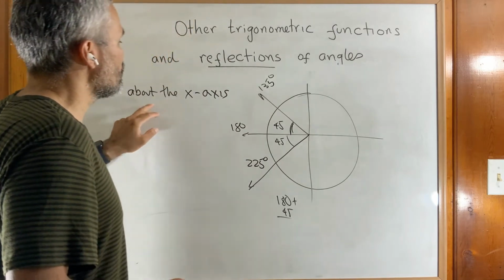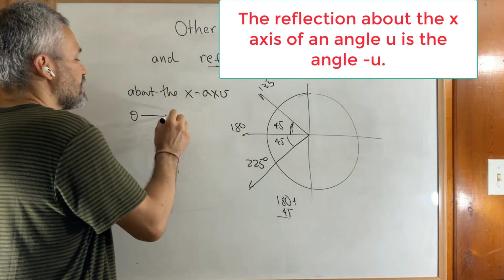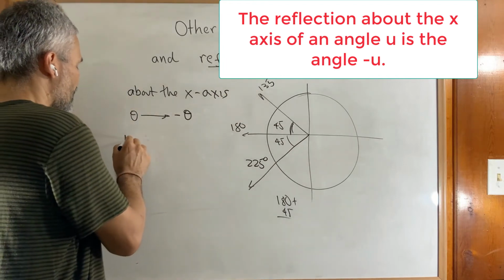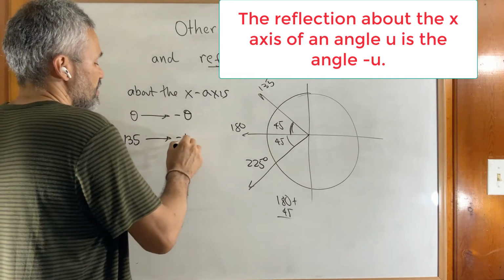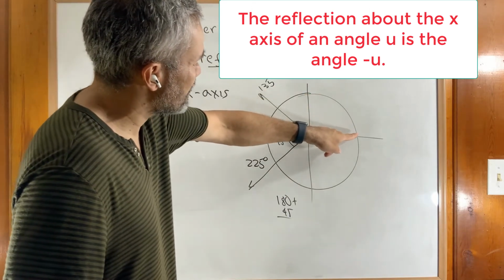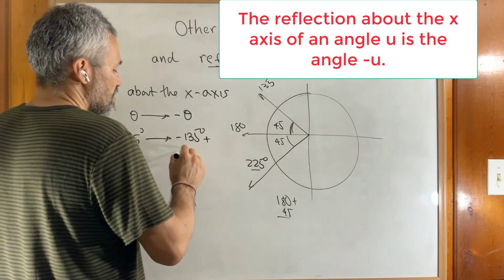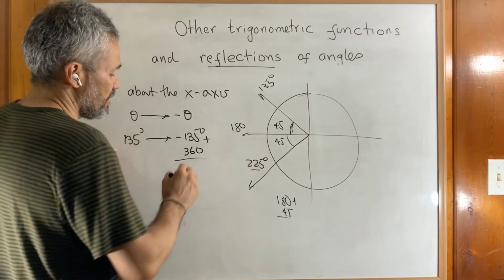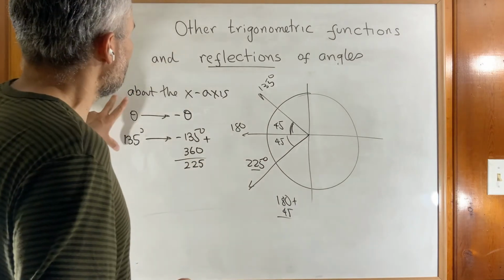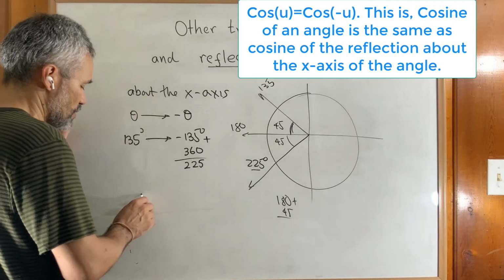There is an easier way to remember this. The reflection about the x-axis of an angle theta is just the angle negative theta. Let's check this with this example. If you have 135, then we say the reflection is negative 135 degrees. When you do negative 135, you will reach here. If you want to check that it is the same as 225, you just add 360. These two angles are coterminal, and you will get 225.